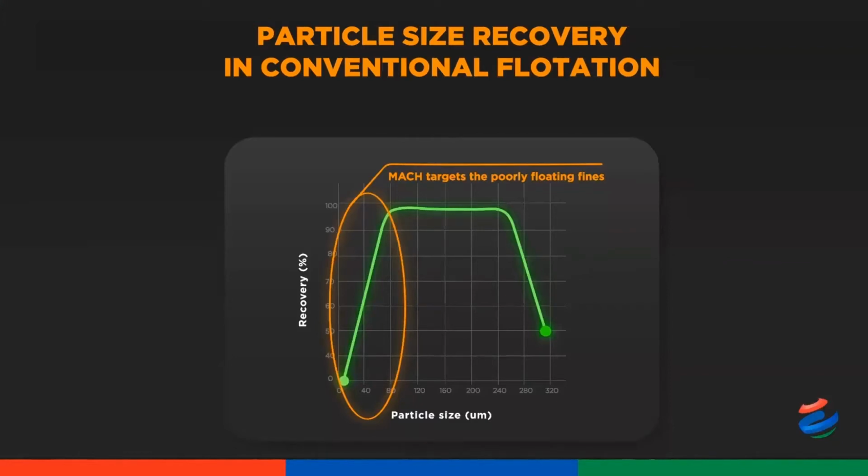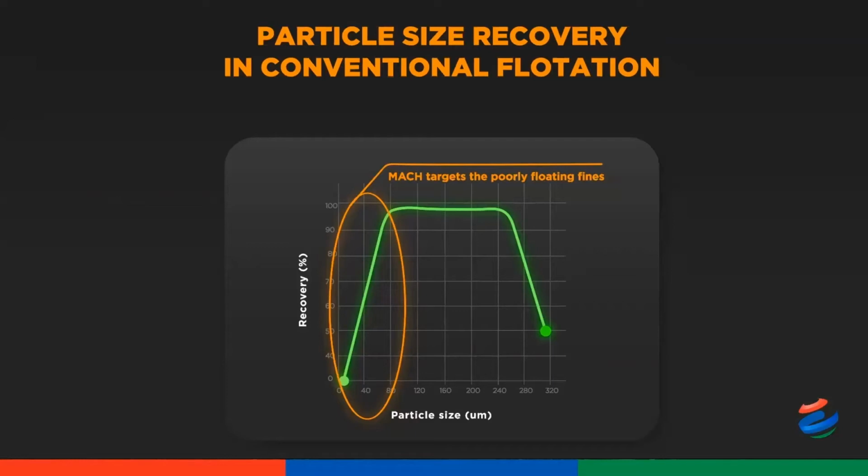Let's talk about the flotation application of the Mach first. There's an optimum size range for conventional flotation, where flotation efficiencies are relatively high. This varies between commodities and ore types, but it is generally accepted that a size range of 45 microns to 150 microns will float well, with the finer fractions below 45 microns floating slowly and with poor recovery.